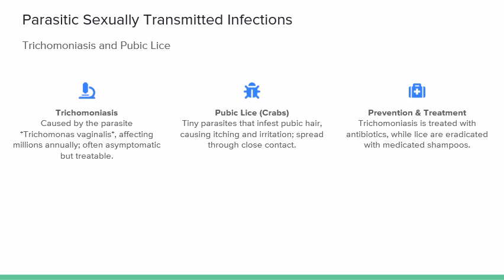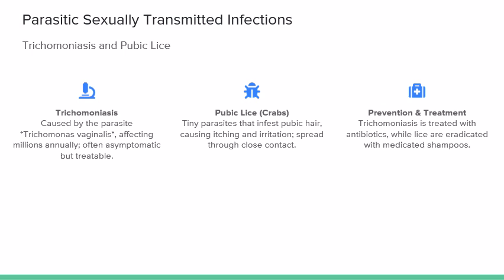Parasitic sexually transmitted infections are less common than bacterial or viral STIs, but remain health risks. The two main parasitic STIs are trichomoniasis and pubic lice, or crabs. Trichomoniasis is caused by the parasite Trichomonas vaginalis and is one of the most common curable STIs. Many infected individuals have no symptoms, but if left untreated, infections can increase the risk of other STIs and pregnancy complications. Antibiotic treatment is effective.